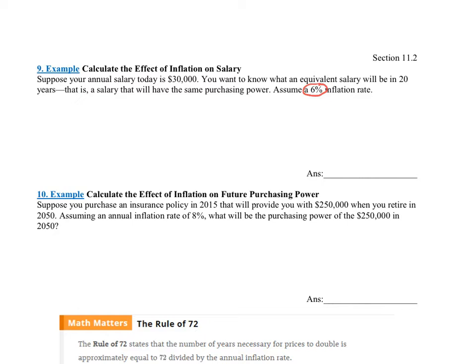So how are we going to do a problem like this? Well, let's look at this. The first thing we want to realize is that our initial value here is $30,000. Our time here is 20. I told you we are always going to assume that it's annual compound interest rates. And then we have an inflation rate. Our R value here is 0.06. So let's go ahead and use our compound interest formula. A, we want to know what it is in the future, is P times 1 plus R over N raised to the NT, the compound interest formula where N is 1.